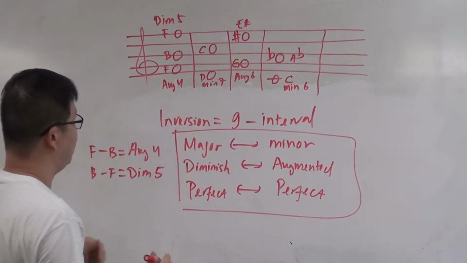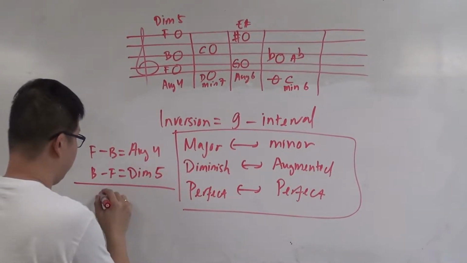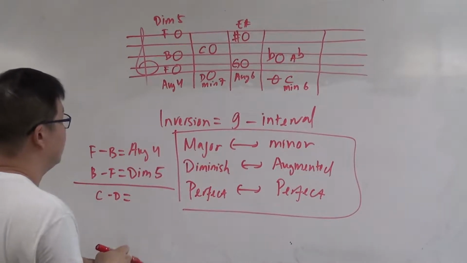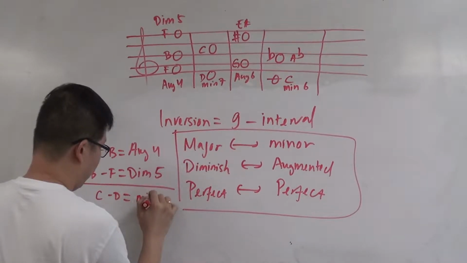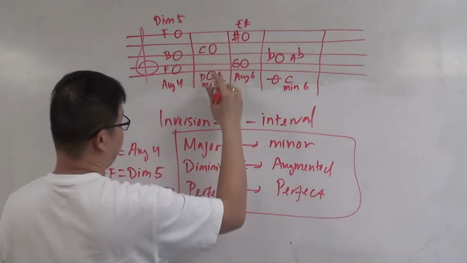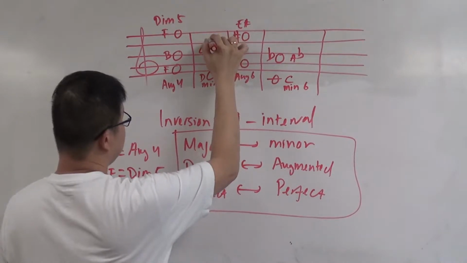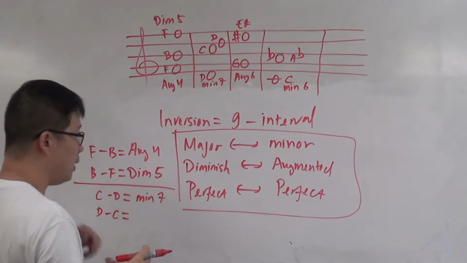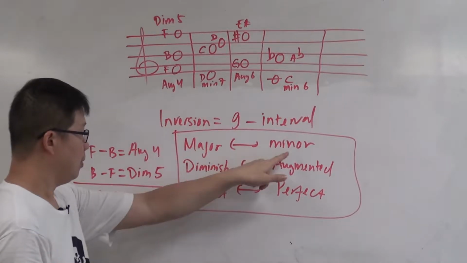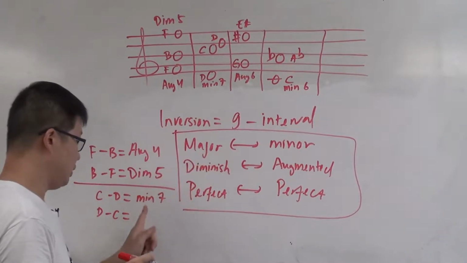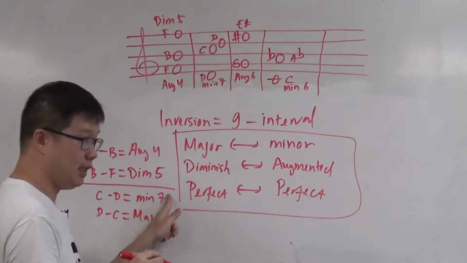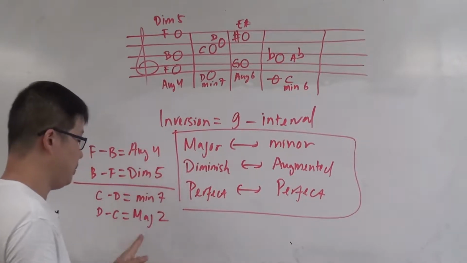Now let's take a look at the other one. C to D, the interval is minor 7, right? Is it correct? Now if, let's say, we want to inverse, let's bring up the D to the top. So D is here. So D to C, what is the interval after you inverse? Same thing, you go back to the rules. Minor becomes major. So this minor becomes major. I put major over here. 9 minus 7 is 2. So the answer is major second.